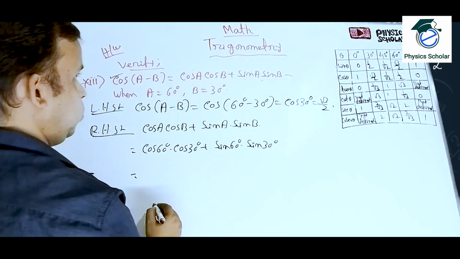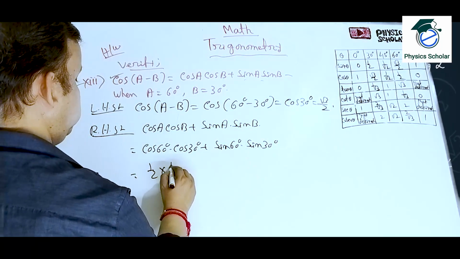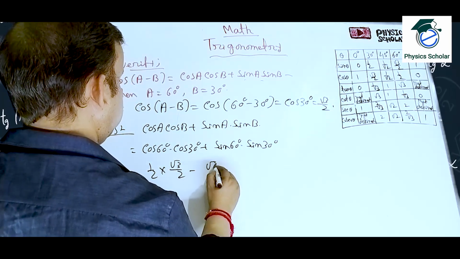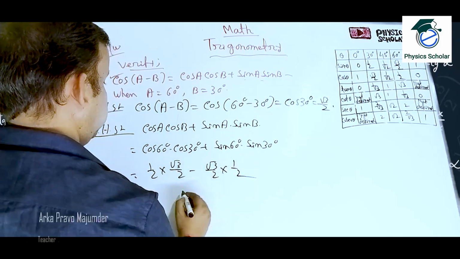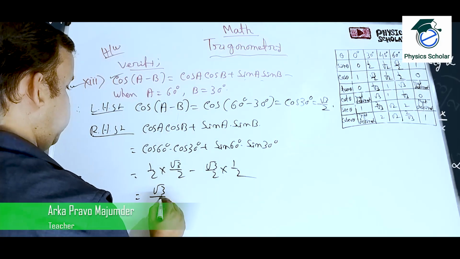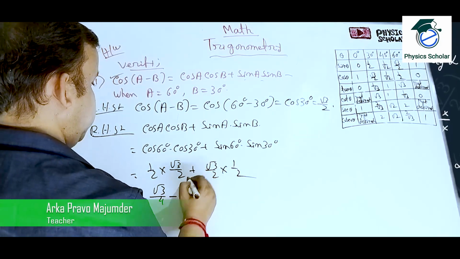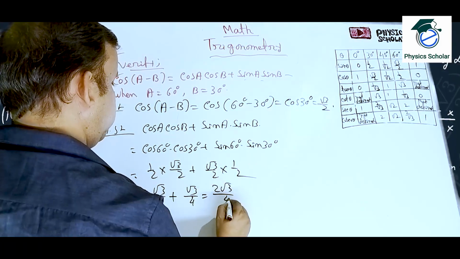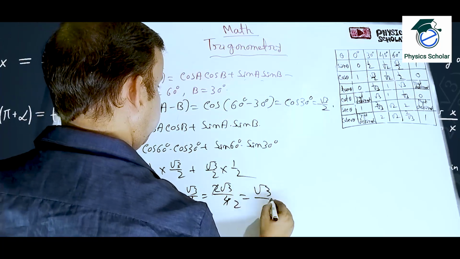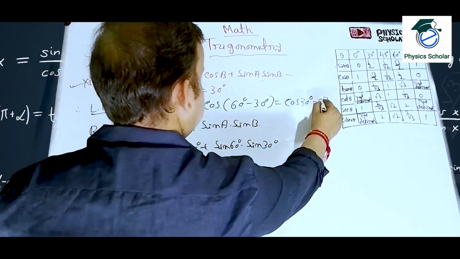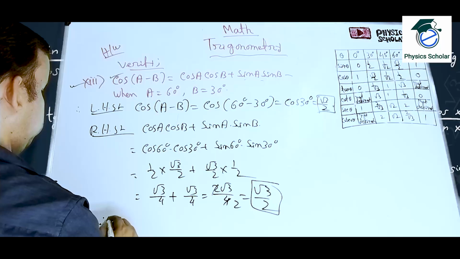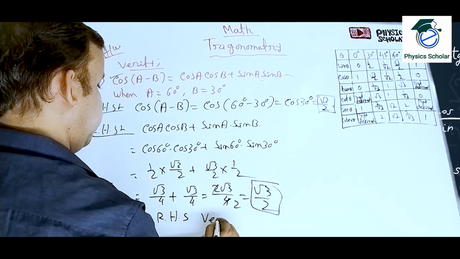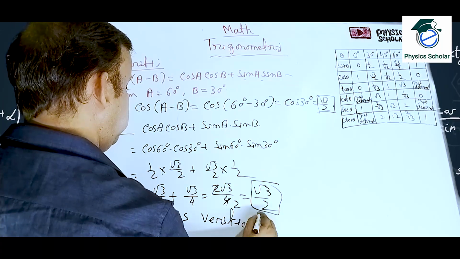What is the value of cos 60? Half, into root 3 by 2, plus what is the value of sin 60 degrees? Root 3 by 2 into half. Clear? So root 3 by 4 plus root 3 by 4, so 2 root 3 by 4, so root 3 by 2. So it is root 3 by 2 and it is also root 3 by 2. That means left hand side is equal to right hand side. Verified. Clear?